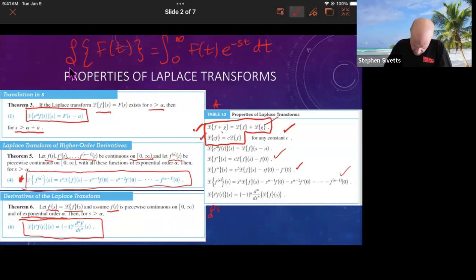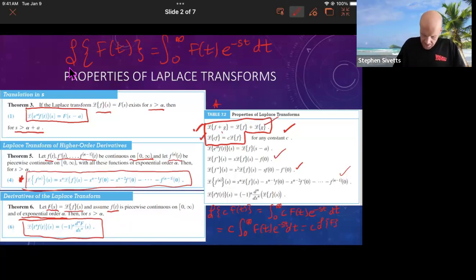The Laplace transform of c times f of t is the integral of c times f of t times e to the minus st dt, which equals c times the Laplace transform of f. So that's how you prove the second property.